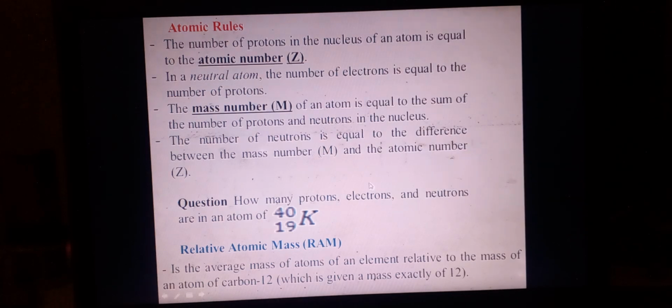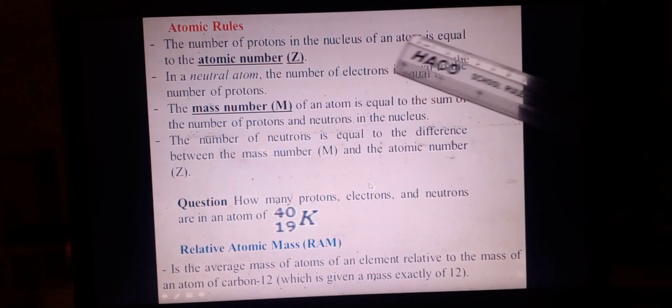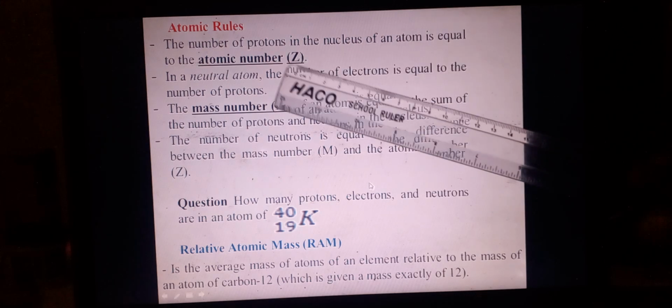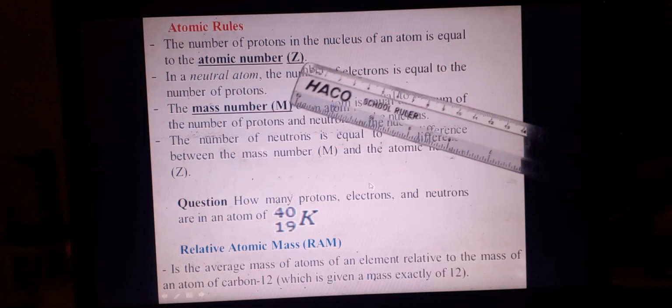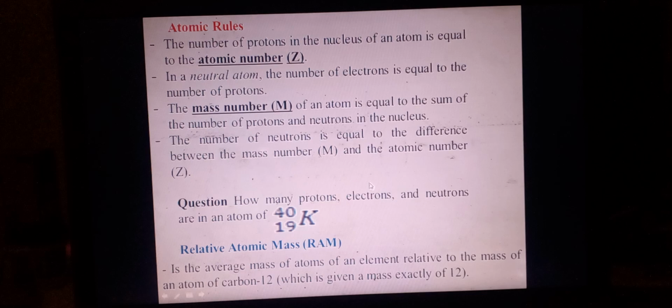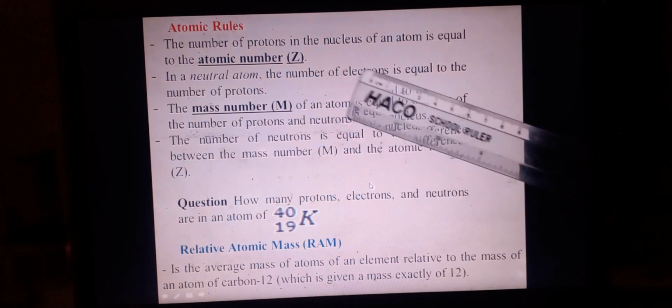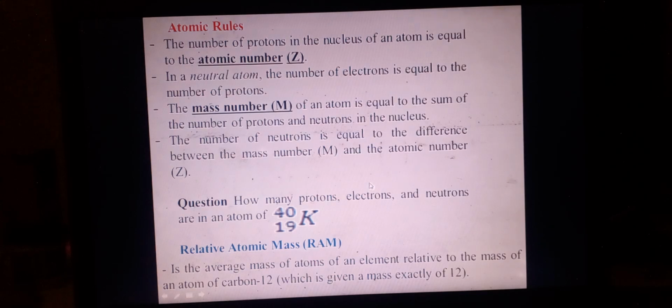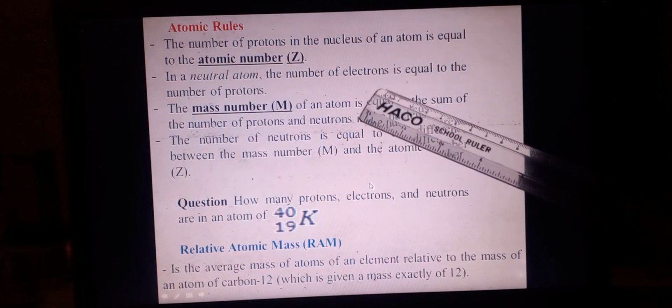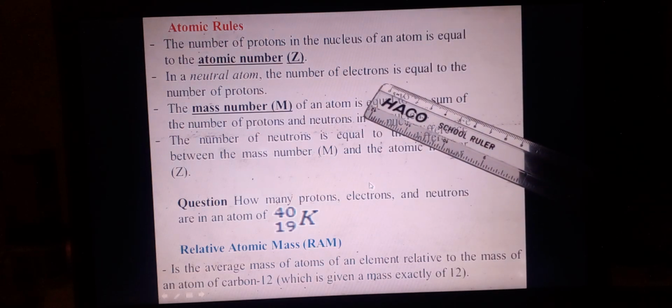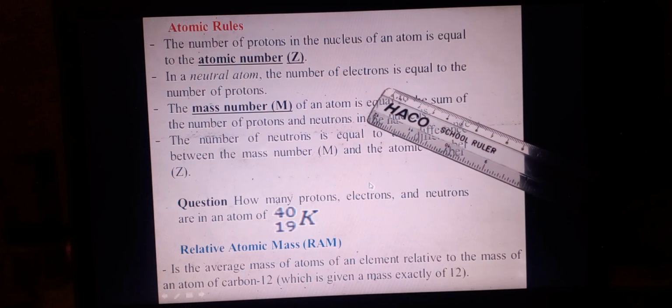So now, there are some terminologies we are going to define as we look at the atomic rules. So one, we say that the number of protons in the nucleus of an atom is equal to the atomic number, which is normally given letter Z. Then in a neutral atom, the number of electrons is equal to the number of protons. I believe you have some knowledge about it. In any given neutral atom, the number of protons must be equivalent to the number of electrons. And that's why a neutral atom doesn't usually have a charge.